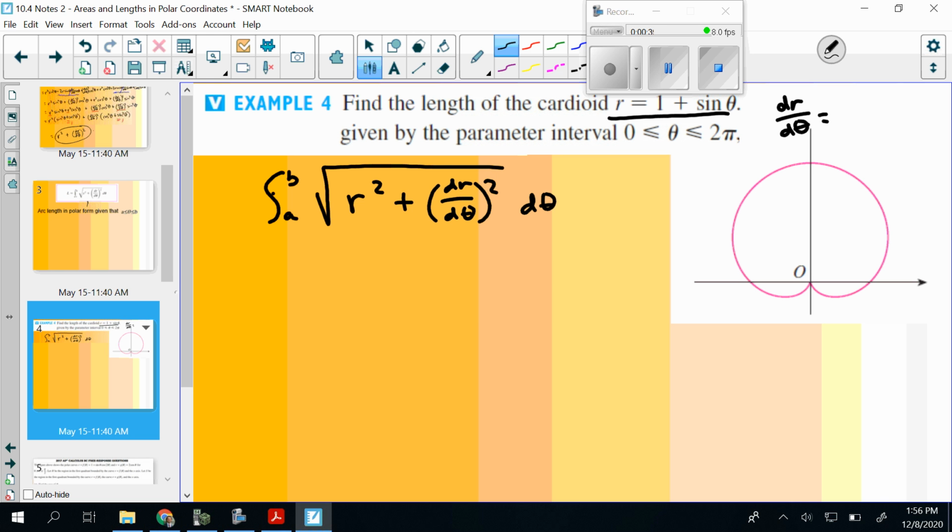That's our derivative up here with respect to theta. So the left side would just be dr d theta. On the right side, the derivative of 1 is 0. The derivative of sine would be cosine theta. So now let's integrate this.